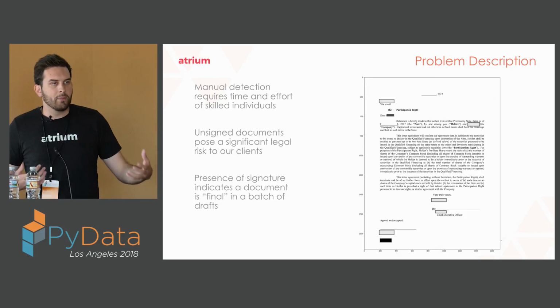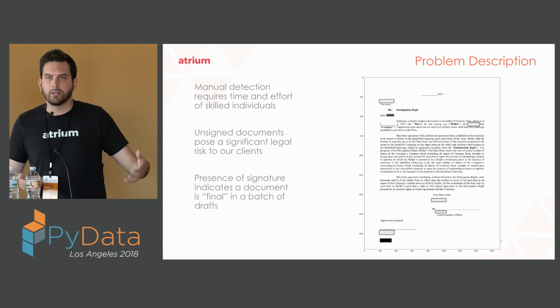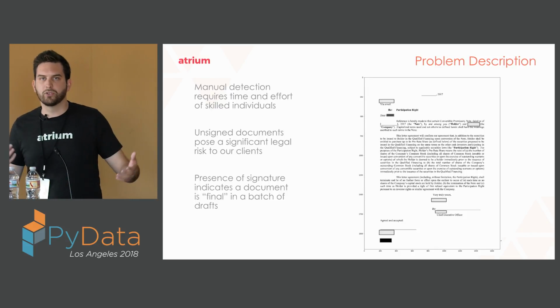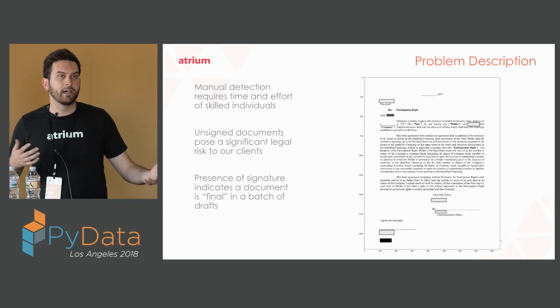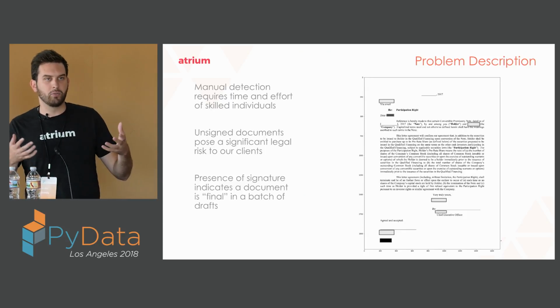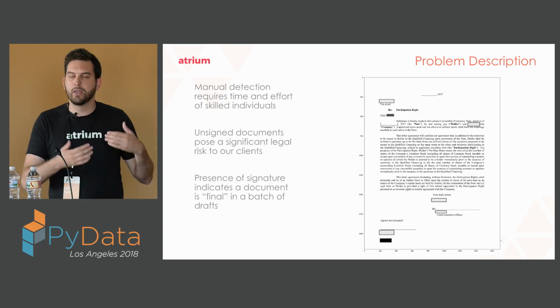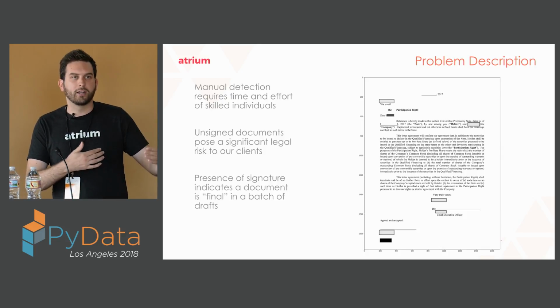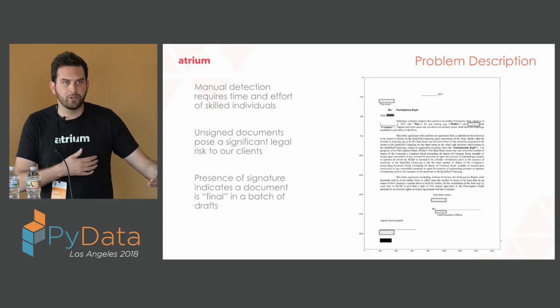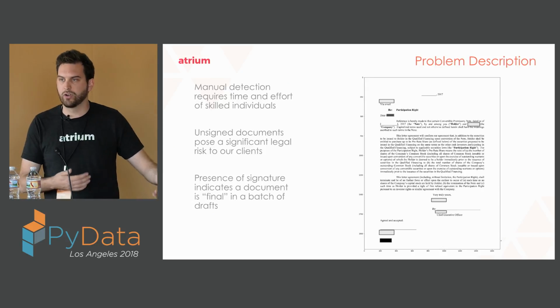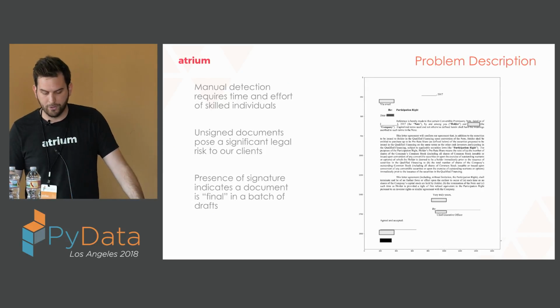And then another thing that happens is when clients upload a batch of documents, some percentage of those are going to be drafts of each other. So you can determine which documents are related to each other, but then you need to be able to determine which document is the final copy in that batch. So the presence of a signature is actually a strong indicator of which one is final.